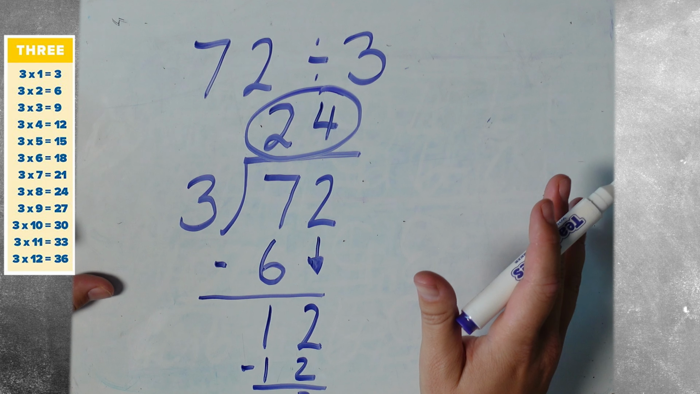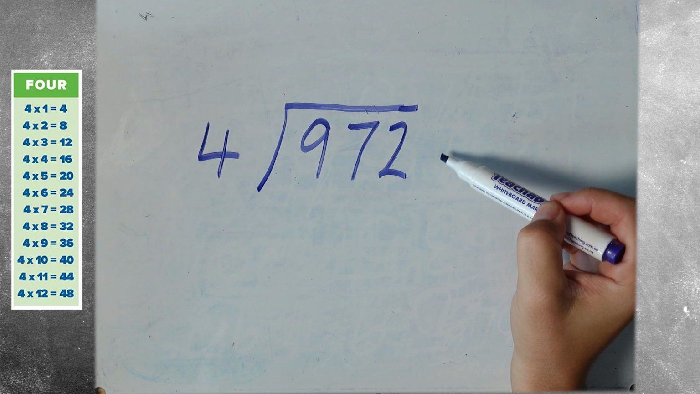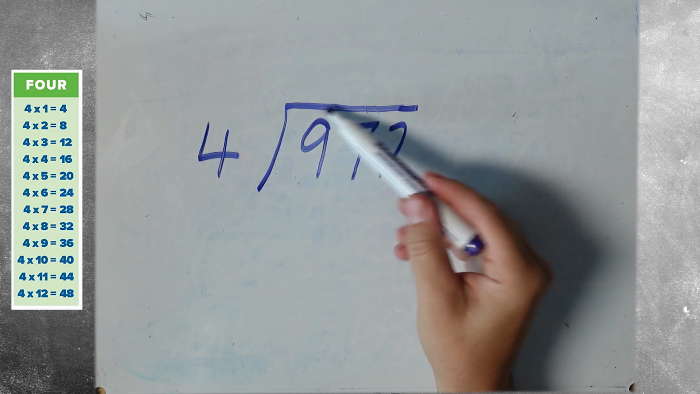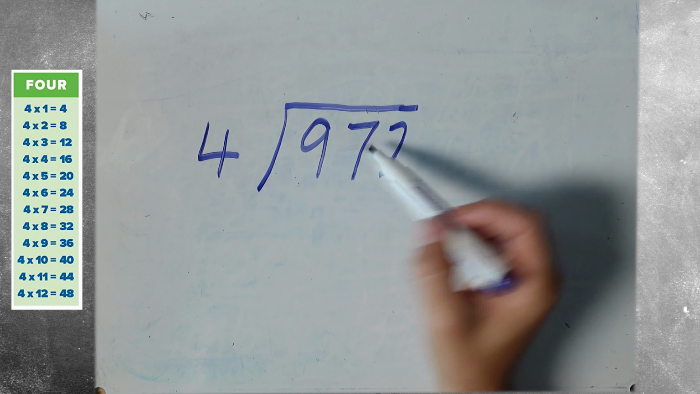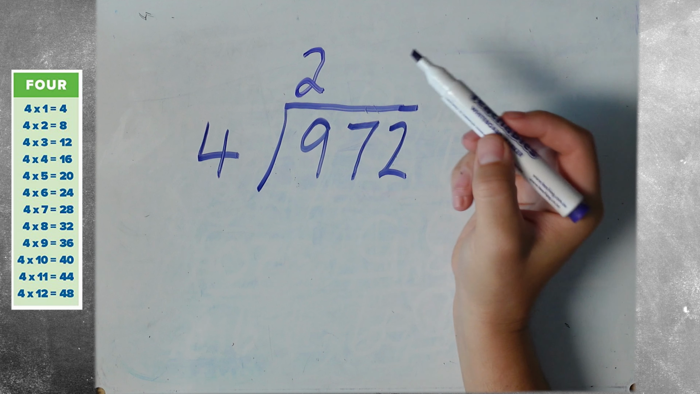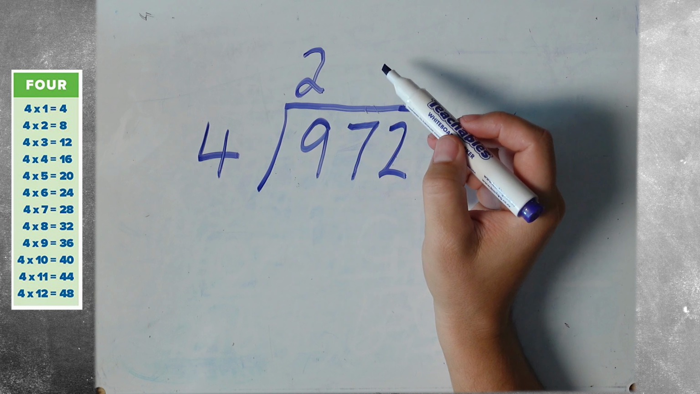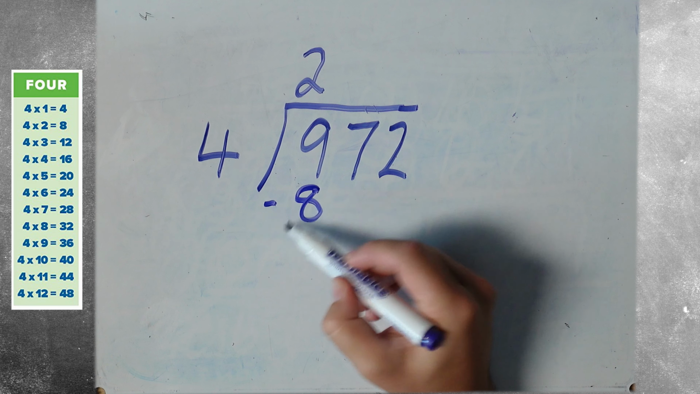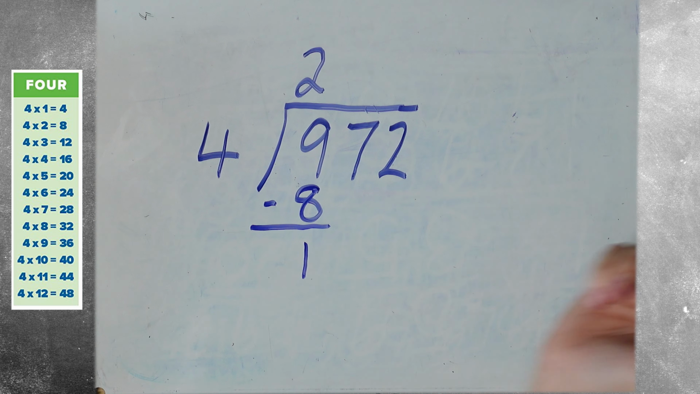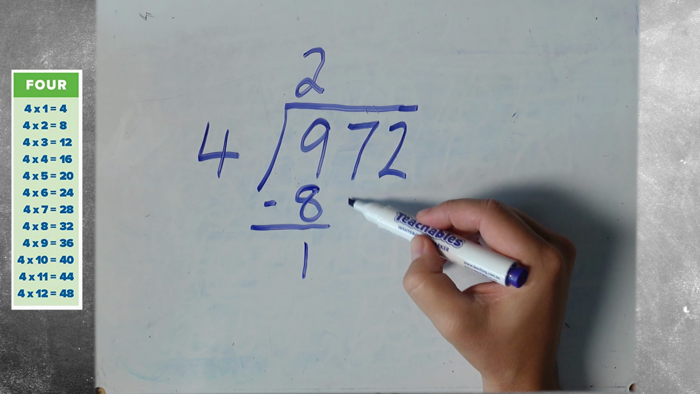Let's try another one. Now we have 974 divided by 4. Let's start with the hundreds. How many 4's go into 9? Well, 2. But I think there's some remainders. Let's check. 4 times 2 is 8. Yep, there's 1 remainder. So we're going to bring the 7 down now.